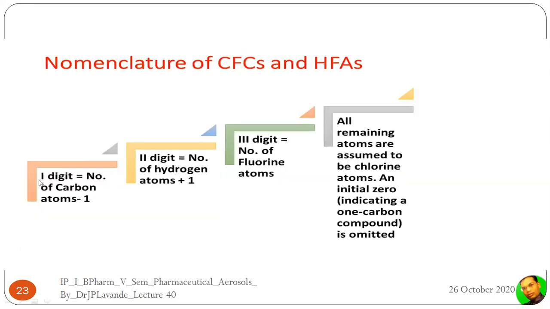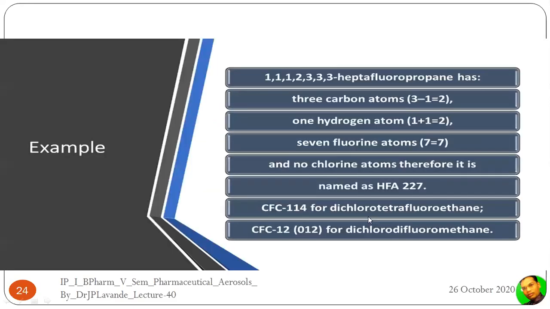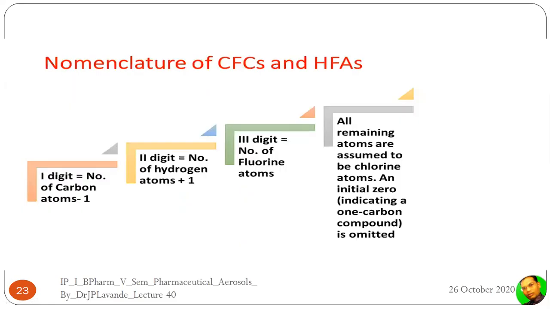So the first digit is nothing but the number of carbon atoms minus 1. The second digit represents the number of hydrogen atoms plus 1. The third digit represents the number of fluorine atoms. And all remaining atoms are assumed to be chlorine atoms. And the initial 0, which indicates a one-carbon compound, is omitted, as has been seen in case of CFC11 and CFC12. Right? Okay. So that's fine.